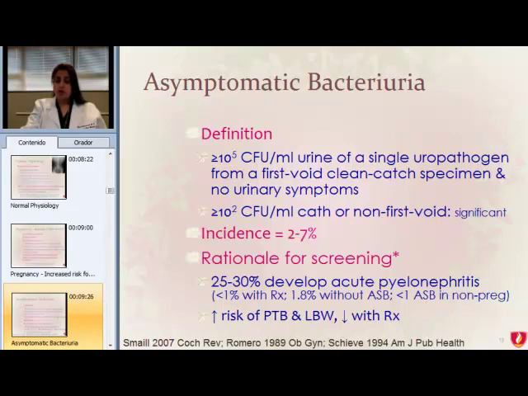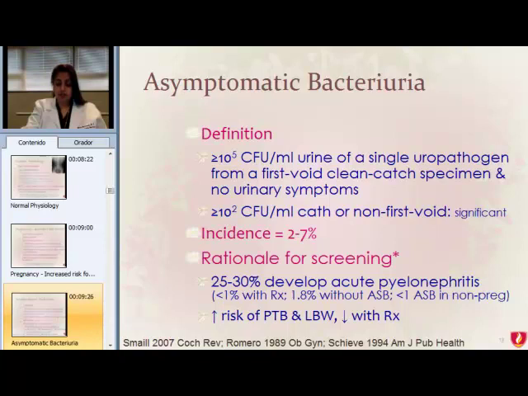because a third of pregnant women with asymptomatic bacteria will develop acute pyelonephritis, whereas less than 1% in the non-pregnant state will develop pyelonephritis. Women who do not have asymptomatic bacteria, only 1.8% of them will develop pyelonephritis, and if we treat the asymptomatic bacteria, less than 1% will develop pyelonephritis.